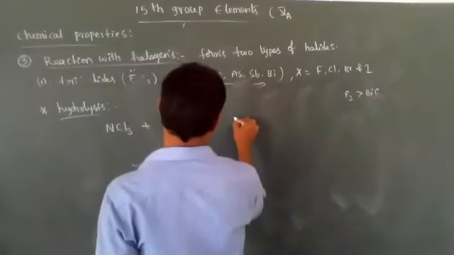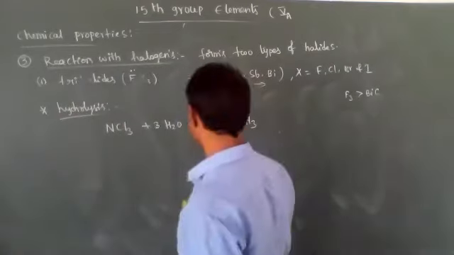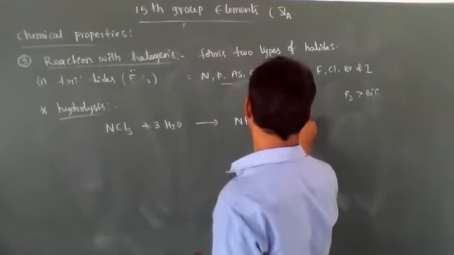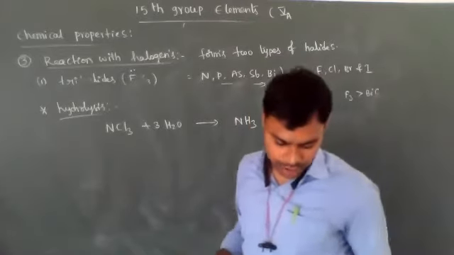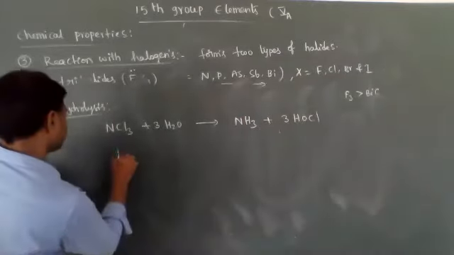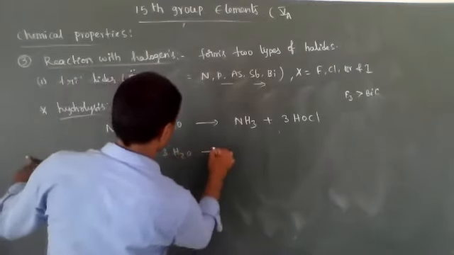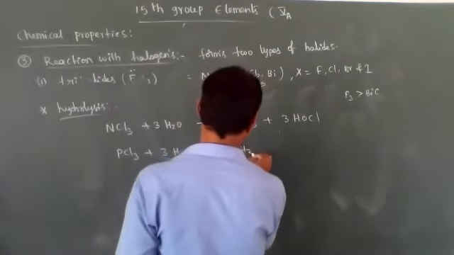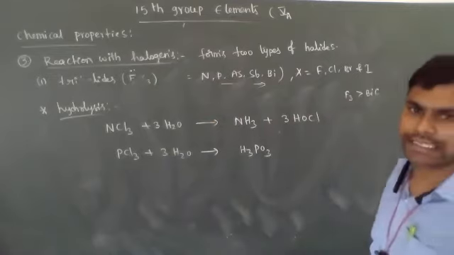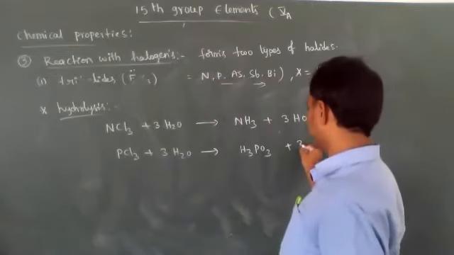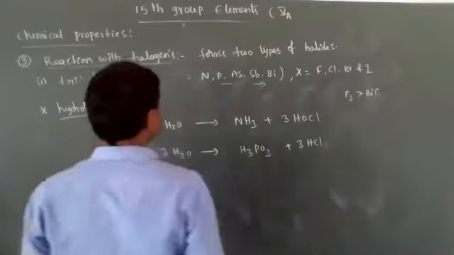NCl3 with 3 moles of water forms NH3, ammonia, and 3 HOCl, hypochlorous acid. This is about ammonia. And phosphorus trichloride, PCl3, on hydrolysis gives H3PO3, phosphorous acid, plus 3HCl.